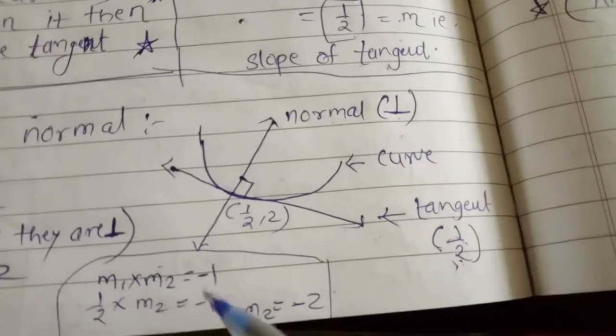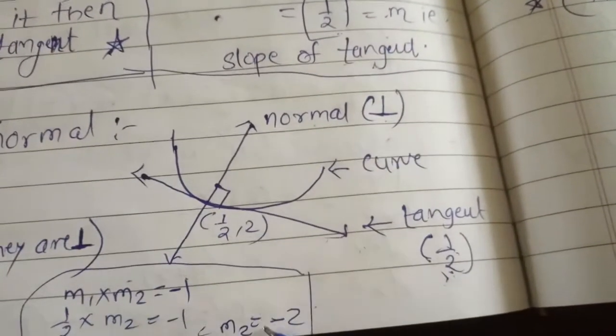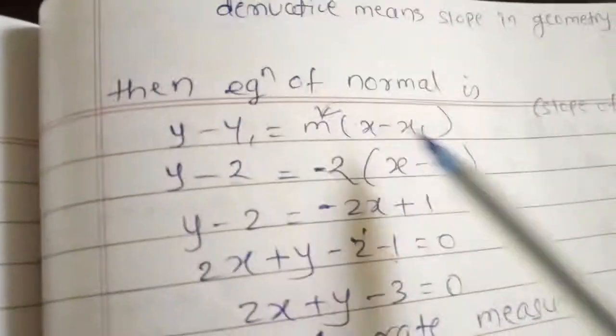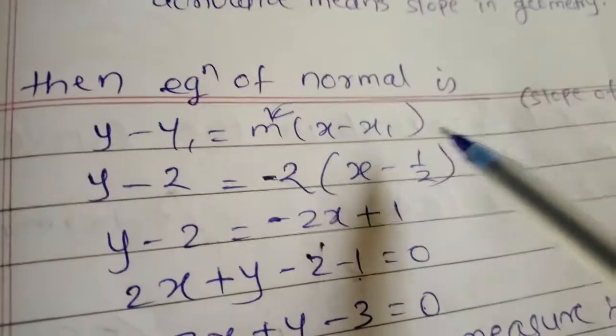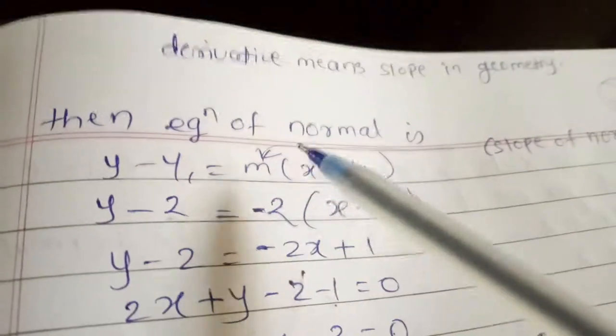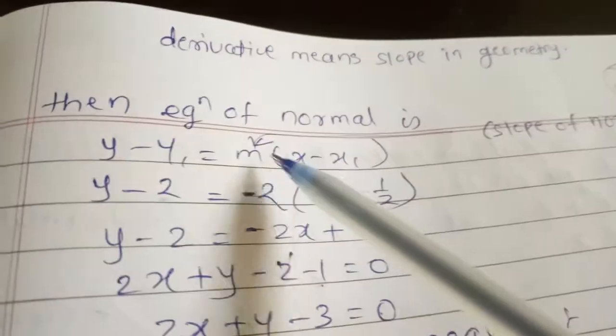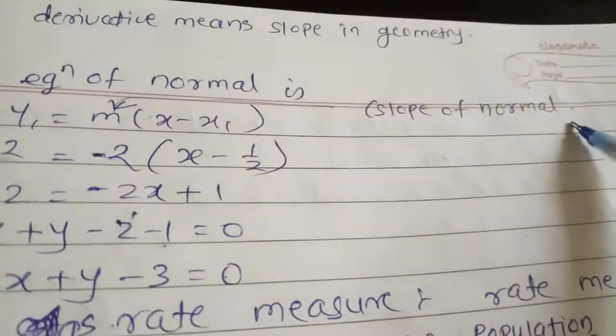So slope है हमारे पास and point भी है. So using slope point form we can find out the equation of the normal. So y minus y1 is equal to m into bracket x minus x1. Now यहाँ पे m जो है it is nothing but the slope of the normal.